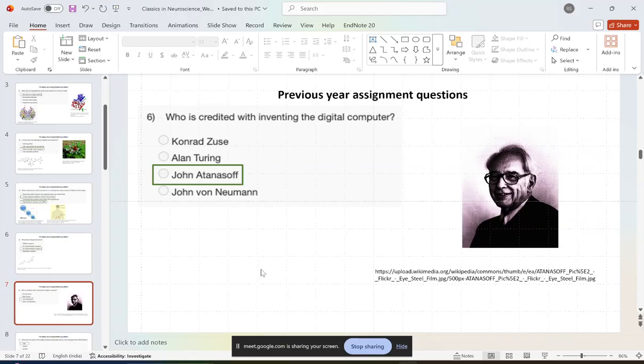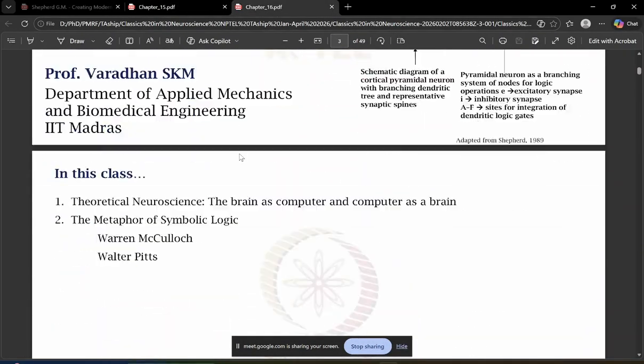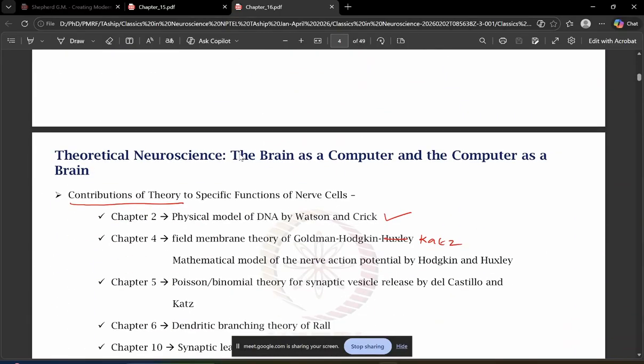Next, who is credited with inventing the digital computer? Again, I'm going back to the text to discuss this.